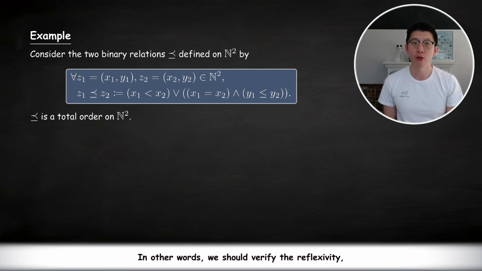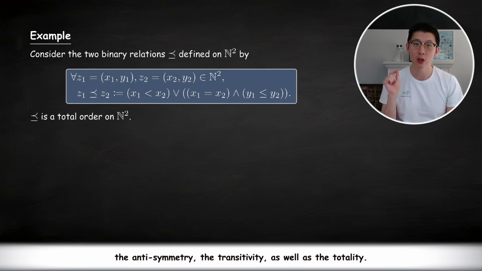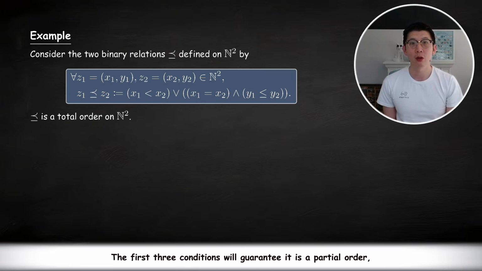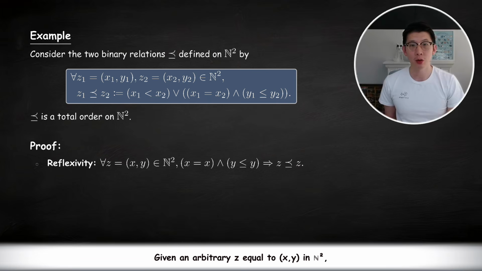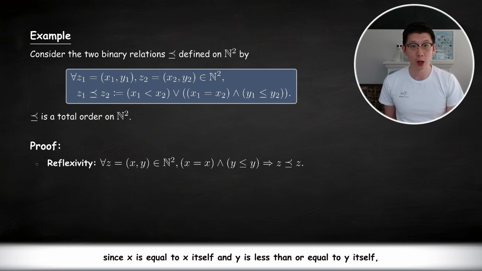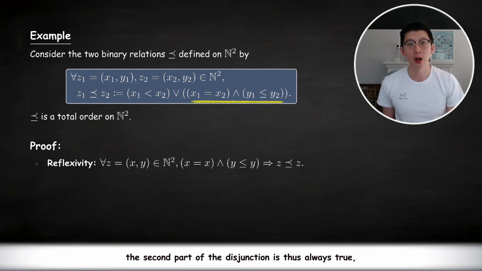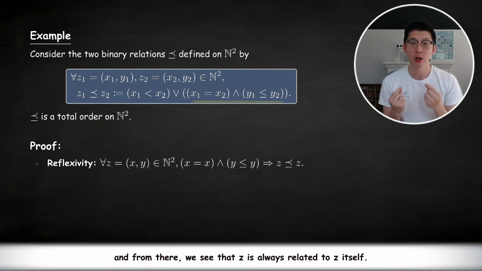In other words, we should verify the reflexivity, the antisymmetry, the transitivity, as well as the totality. The first three conditions will guarantee it is a partial order, and together with the last condition, we will achieve a total order. Let us start from the reflexivity. Given an arbitrary z equal to (x, y) in N², since x is equal to x itself, and y is less than or equal to y itself, the second part of the disjunction is thus always true, and from there, we see that z is always related to z itself.